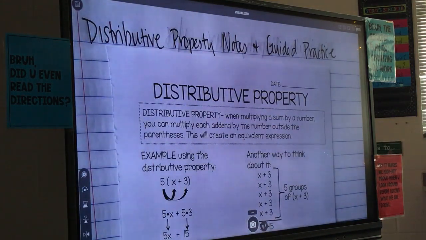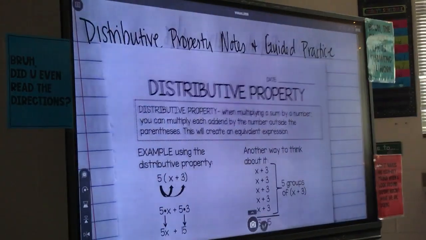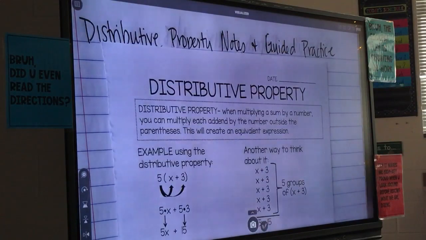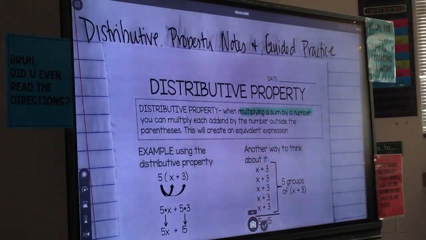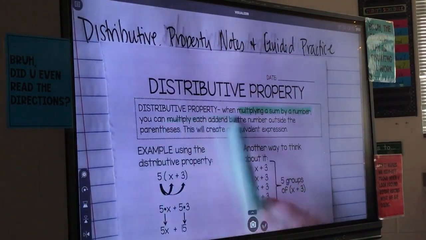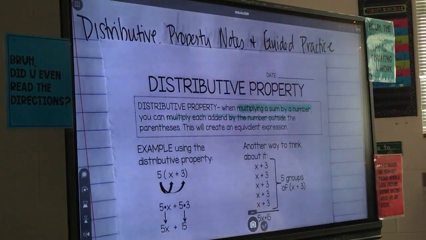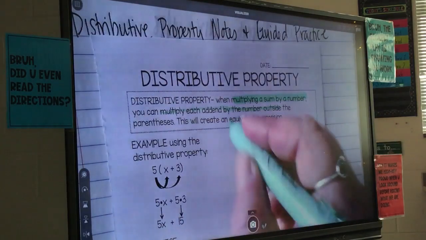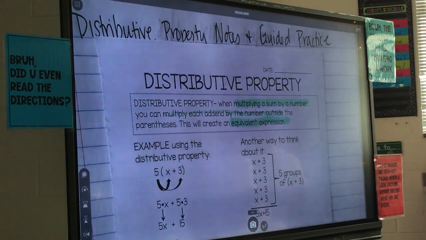All right. So the top gives you the definition of what distributive property is. Distributive property is when you multiply a sum by a number. You can multiply each addend, which is simply each number being added, by the outside number, and it creates an equivalent expression. So all the expressions that we just converted to simplest form on the note page are equivalent to the original.